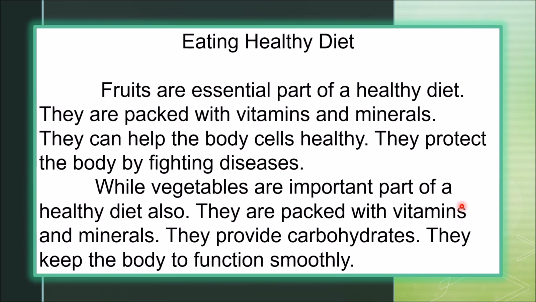Okay, like eating a healthy diet. So, fruits are an essential part of a healthy diet. They are packed with vitamins and minerals. They can help keep the body cells healthy. They protect the body by fighting diseases. While vegetables are an important part of a healthy diet also, they are packed with vitamins and minerals. They provide carbohydrates. They keep the body functioning smoothly.